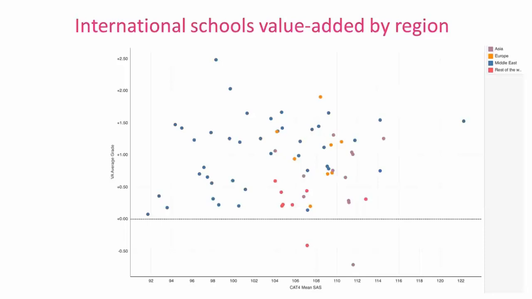The encouraging thing is that almost all international schools have positive value added progress, and that value added progress can be achieved by schools with cohorts that have average ability, so CAT scores around 100, lower ability as well as high ability cohorts. And you can see the spread of schools in different regions of the world there.